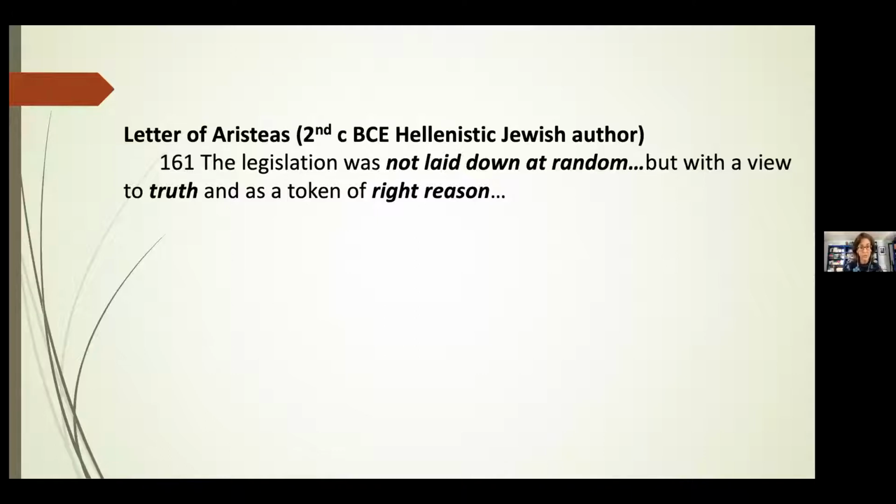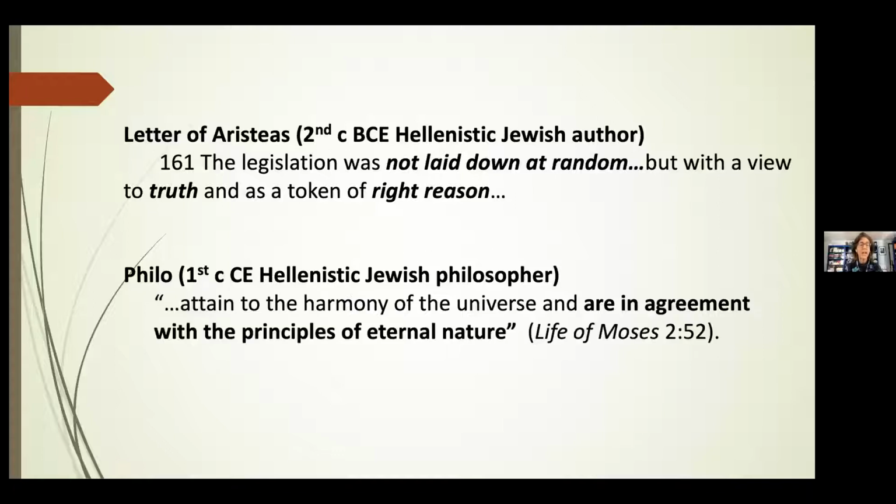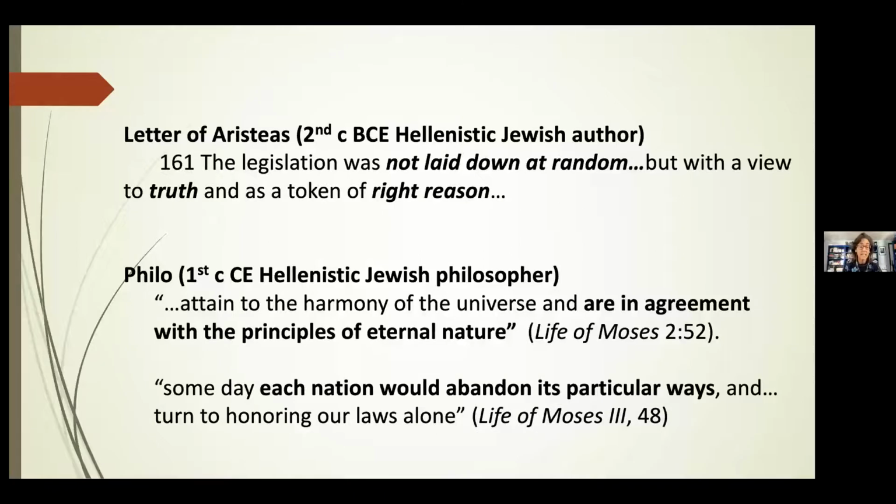But it's the 1st century Jewish philosopher Philo of Alexandria who goes the farthest in repackaging the law of Moses as the Stoic natural law. He declares that the divine laws delivered at Sinai through Moses attain to the harmony of the universe and are in agreement with the principles of eternal nature, and that the laws and statutes are but the sacred words of nature. He maintains that the Torah is not particular but universal, and someday each nation will abandon its particular ways and turn to honoring our laws alone.